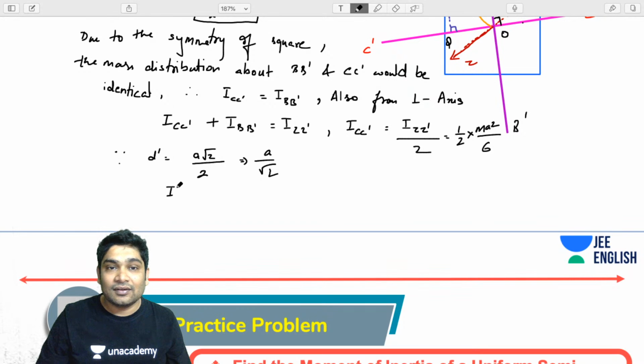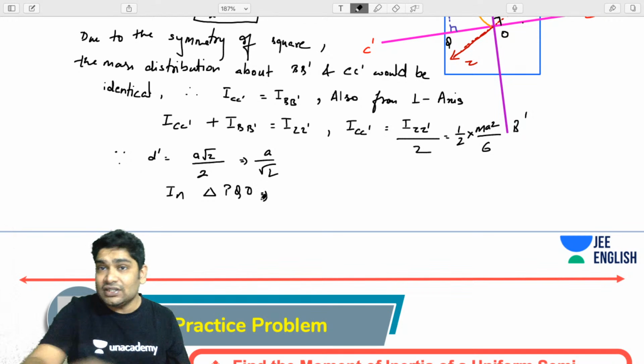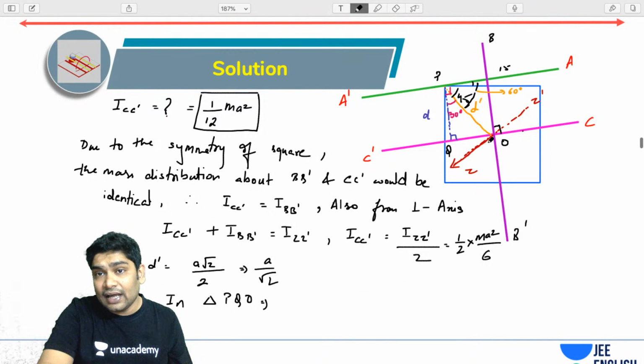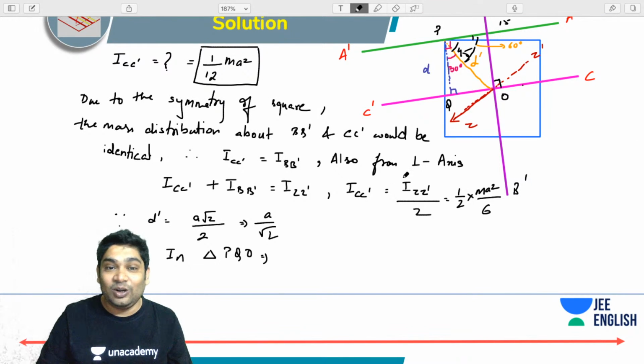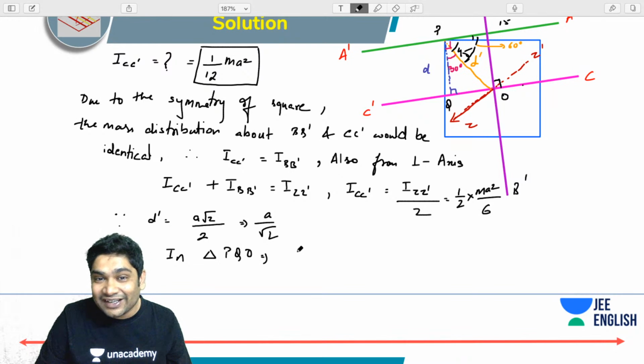In triangle PQO, what you will see is that D dash cos of 30 equals D. Agreed? This is 90, so this will be the hypotenuse. This is 30, so this will be the base. Yes. Now make sure that you never repeat this mistake again. So D would be equal to D dash cos of 30.